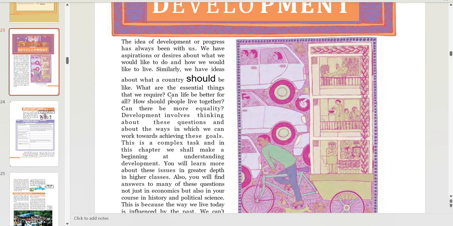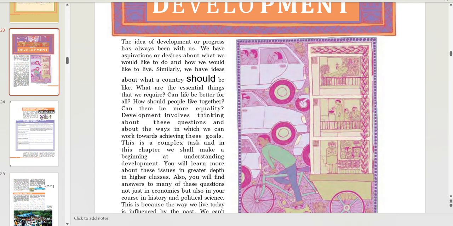Next question is asking, can life be better for all? It is asking that development should not benefit only a few people, but it should improve the lives of everyone in the society. The goal of development is to create opportunities and better living conditions for all the people.